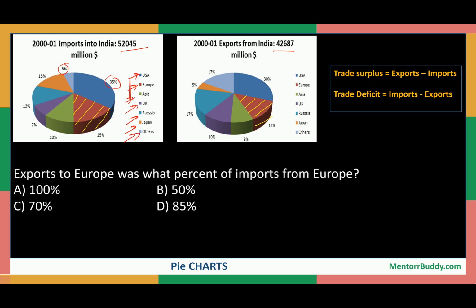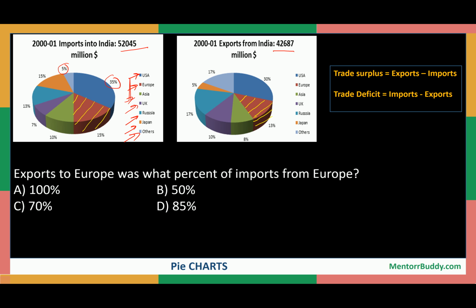Okay, so what we need to do, we need to find how much import in total in $1 million has been done from Europe, and how much export to Europe has been done in $1 million. We need to find these two values. Then we need to find that the amount which is coming in $1 million, the export which has been done, is what percent of import. So we need to find it in terms of percentages, right?